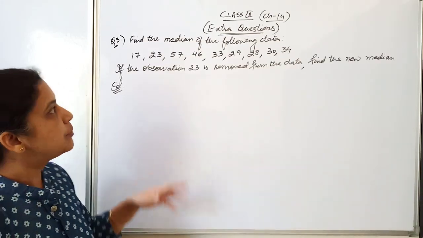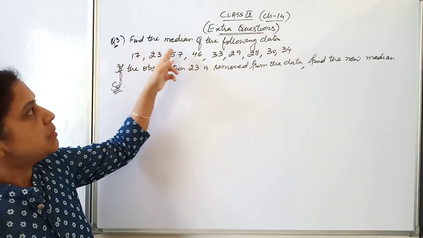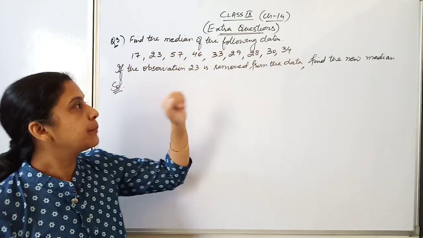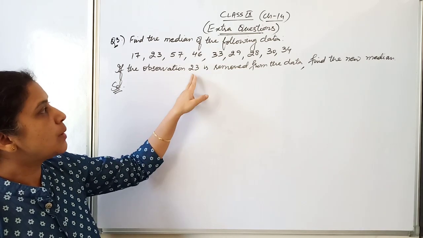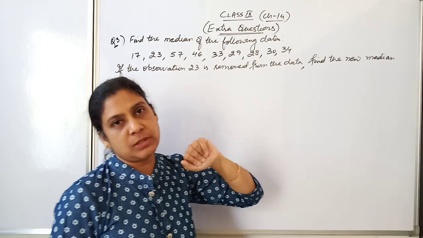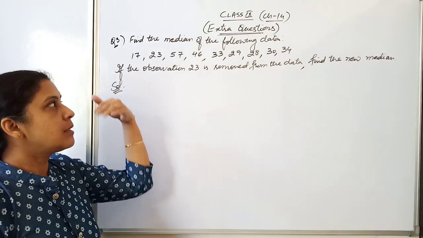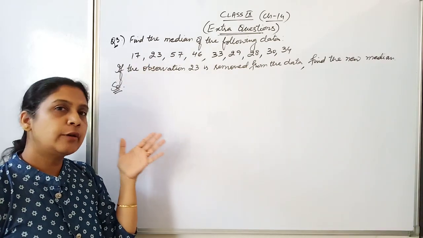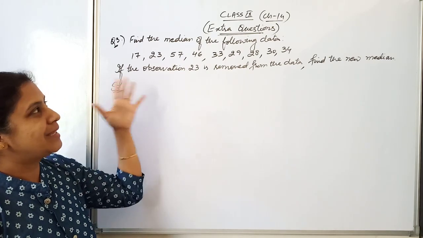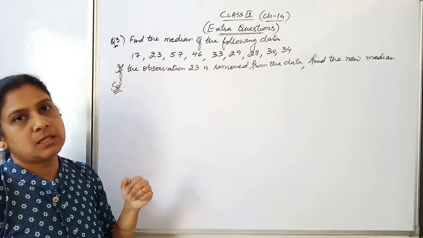Let's take up another important question. Find the median of the following data. This raw data is given to us. If the observation 23 is removed from the data, find the new median. So this question has two parts. The very first part is included in your NCERT books, but the second part is the part which is making it a good question, which is making it an extra question.